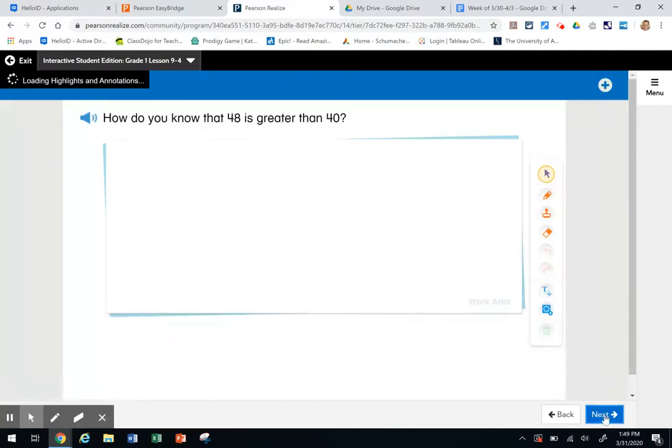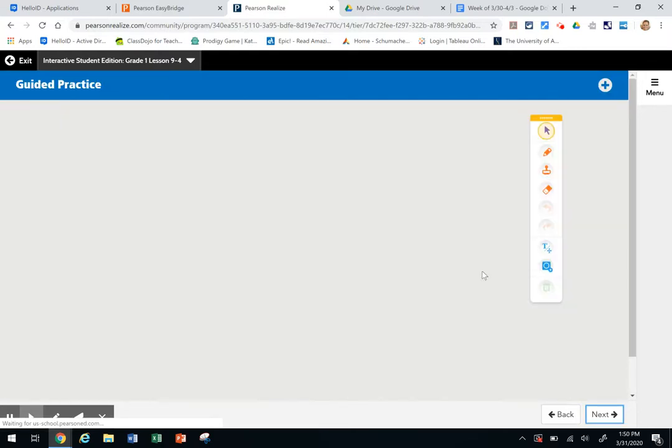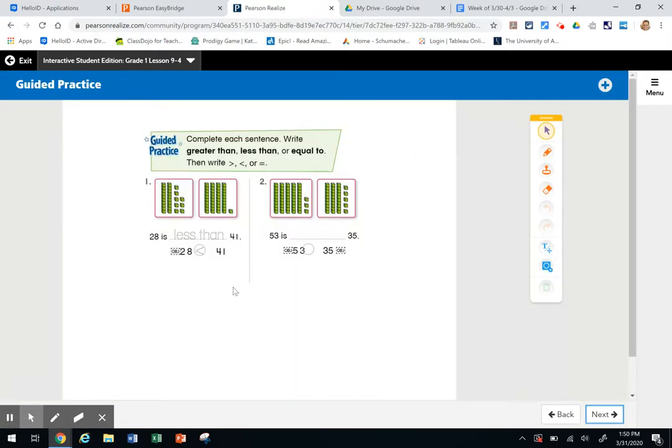Okay, here's the convince me. You can do this on your own if you want. If not, let's go ahead and move on to the guided practice. We're going to be using the words greater than, less than, or equal to, and also writing the symbols: the greater than, the less than, or the equal to symbols. Let's go ahead and look at our numbers.